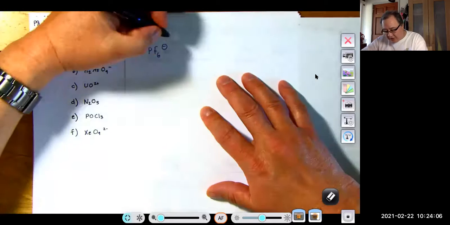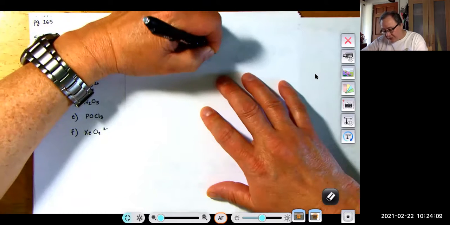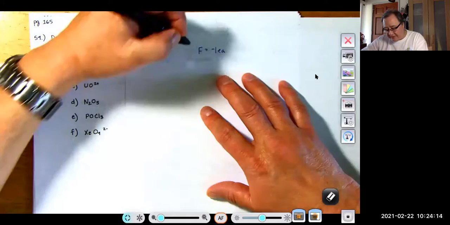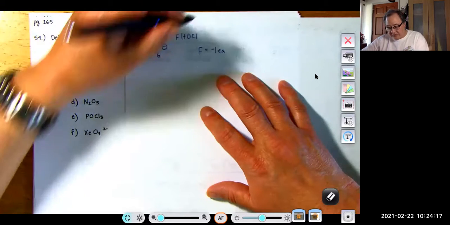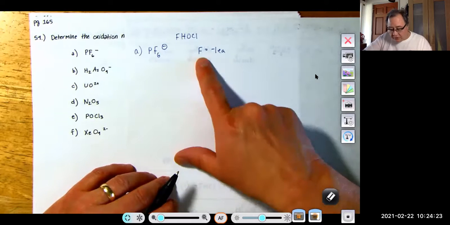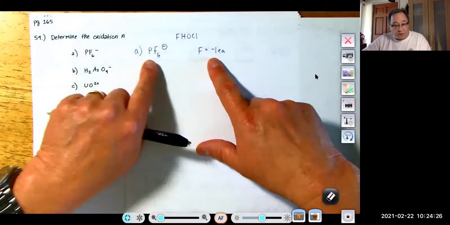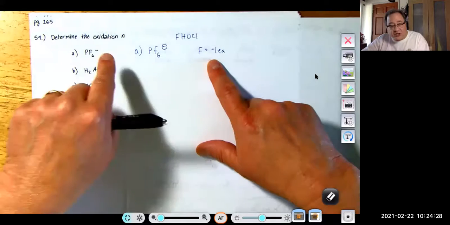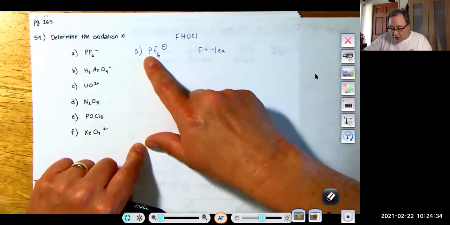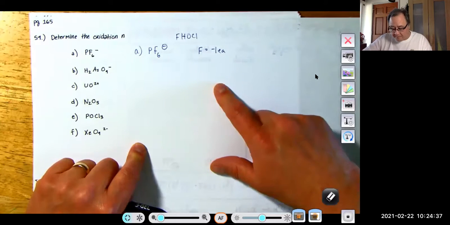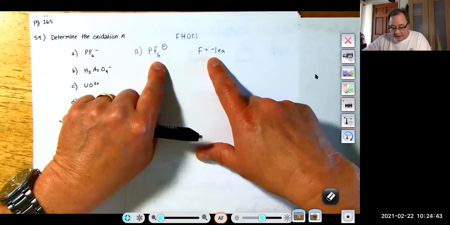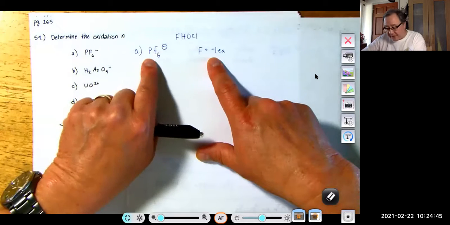So these are going to be -1 each, because you do it in that order, FHOCl, which if you sound it out, sounds like a bad word, okay? So if this fluorine is a -1, the first rule is that the oxidation numbers have to add up to the charge. So what does the charge on phosphorus have to be so that all of these oxidation numbers add up to -1? Well, if I have 6 of these at -1, that's a -6 total. To get a -1 total, the phosphorus has to be a +5.